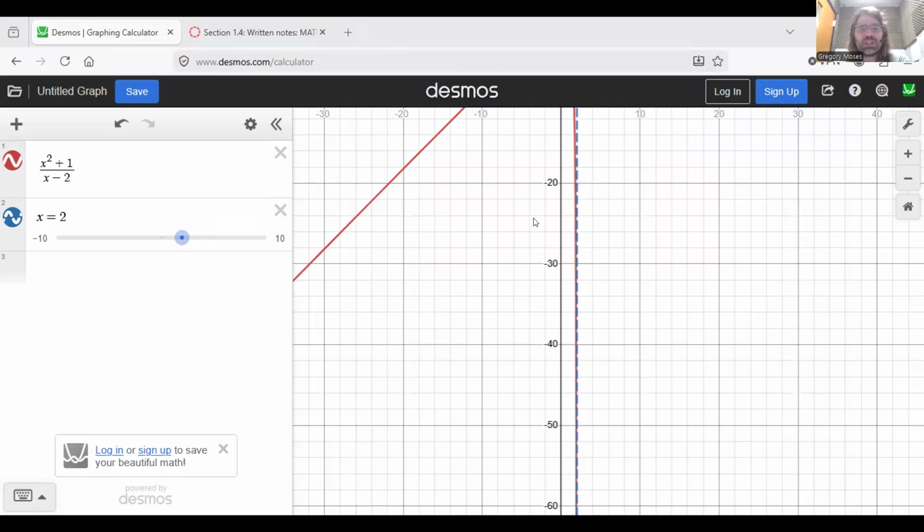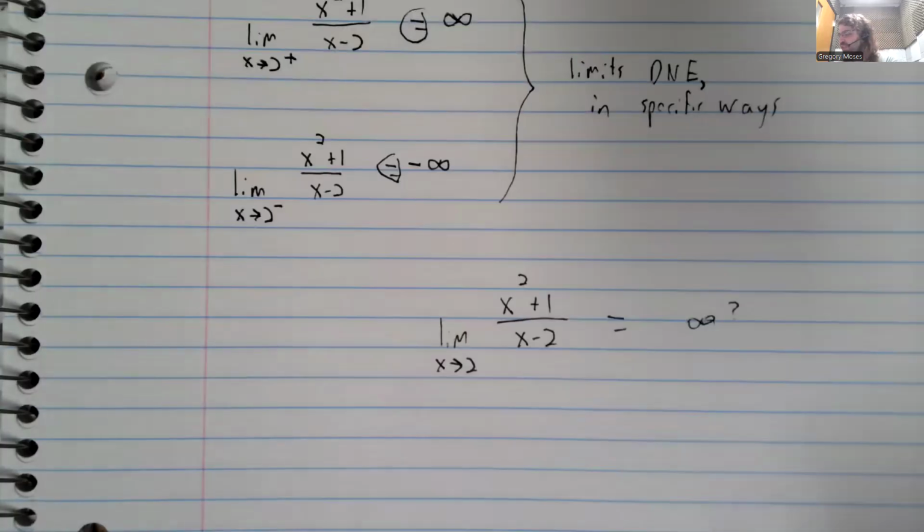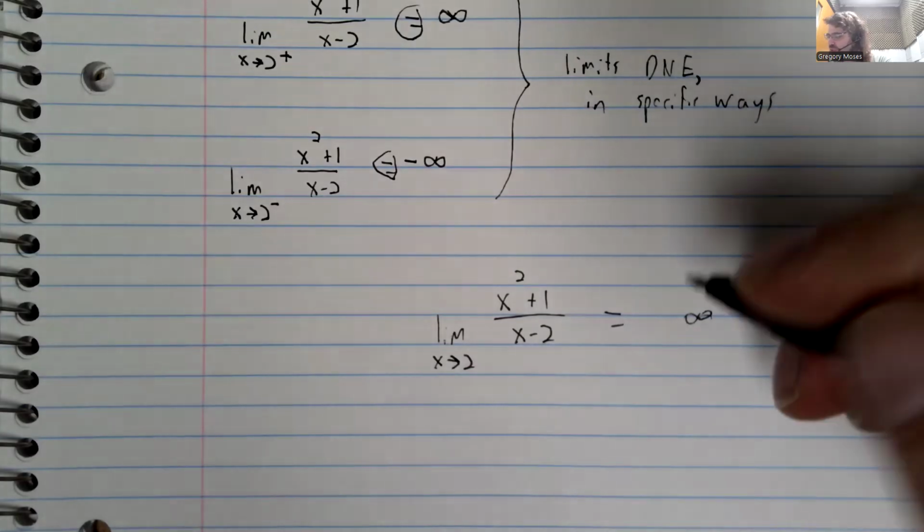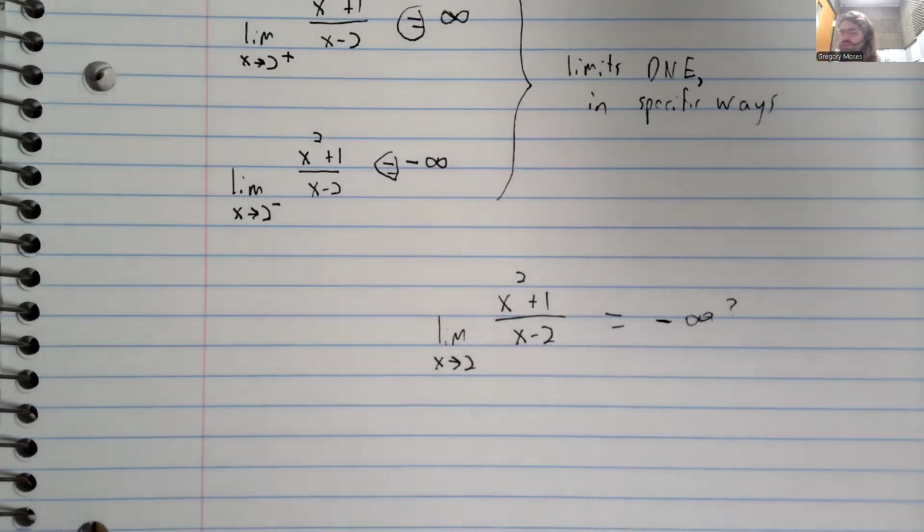And similarly, I can't say this approaches negative infinity, because if we approach 2 from the right, it doesn't. It approaches positive infinity.